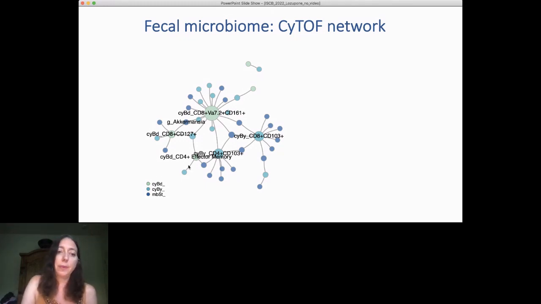And on the top, there's a really interesting hub. These immune cells are called MAIT cells, and these MAIT cells were correlating both with, the light green are blood immune phenotypes. So it's a blood immune cell, but it's correlating with a lot of gut immune cells, which are in turquoise, and gut microbes, which are in blue.